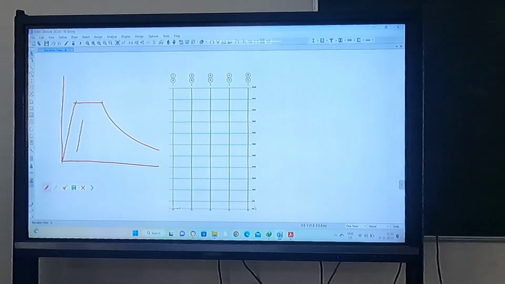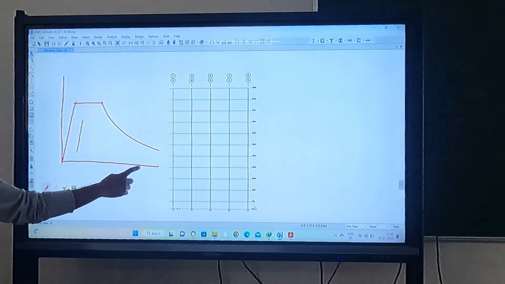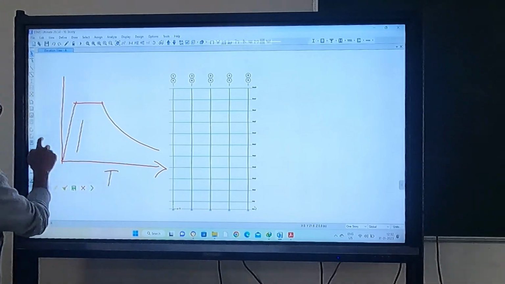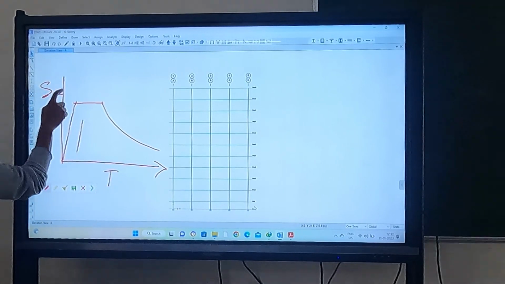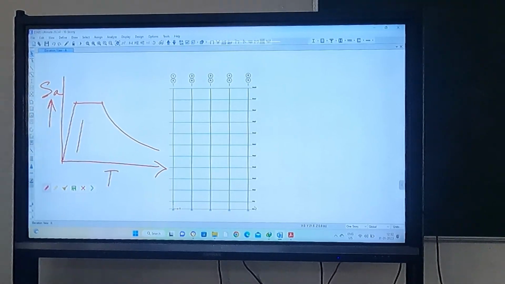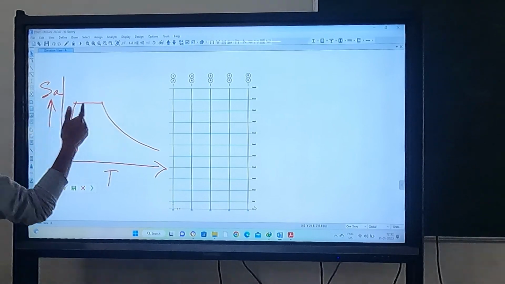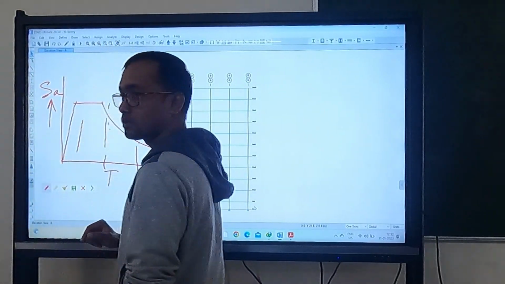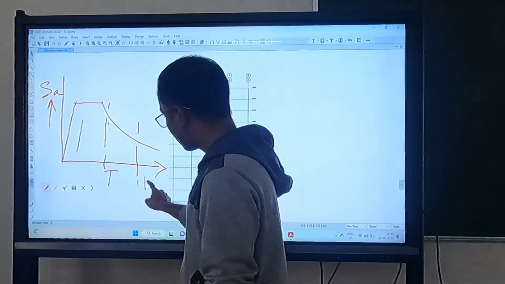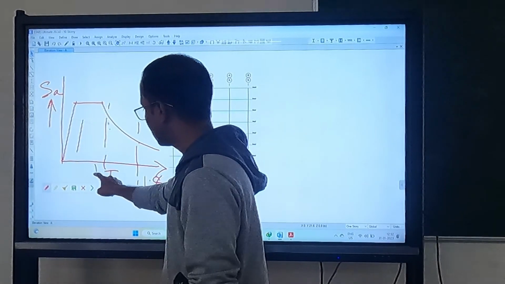So this is the response spectrum we have. This is the period and this is the spectral acceleration. As the spectral acceleration increases, our base shear will increase, right? So we have two periods. One is this one, another one is this one. This is 1.8 and this is 1.